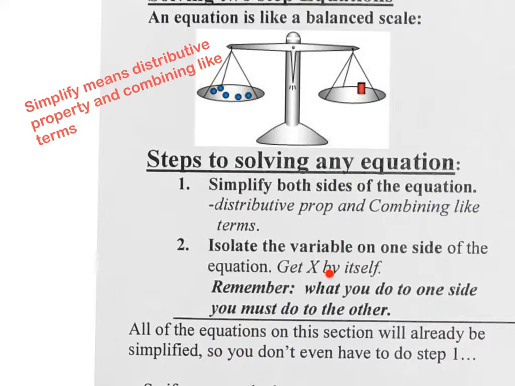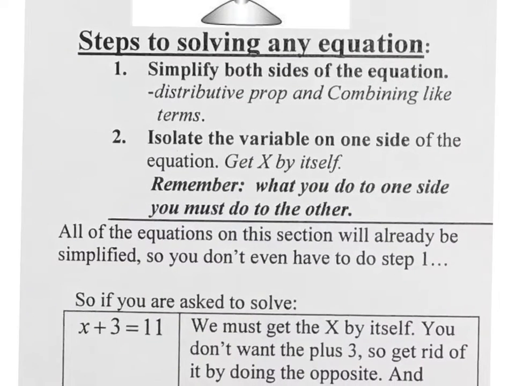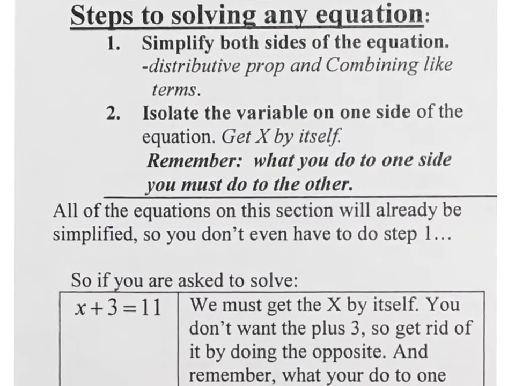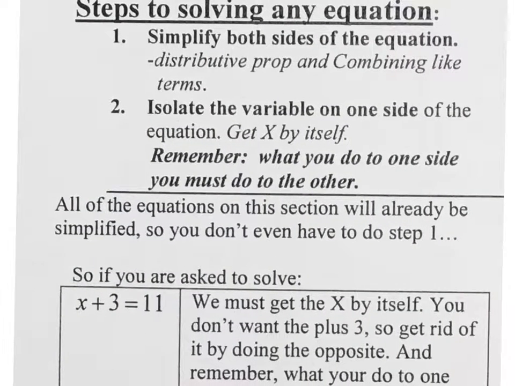Step 2 is to isolate the variable on one side. That means get x by itself on one side. And remember, what you do to one side, you must do to the other. And also remember that to get rid of something, you do the opposite, right? And notice down here, it says all of the equations in this section will already be simplified. So you don't even have to do step 1. All we're going to be worried about is getting x by itself on one side. So if it's not by itself, you're going to get it by itself by doing the opposite of whatever's there and doing it to both sides.